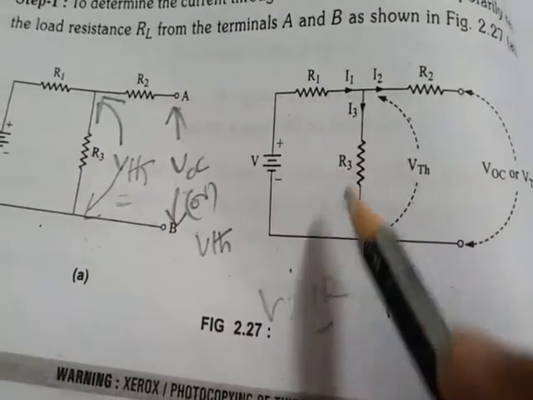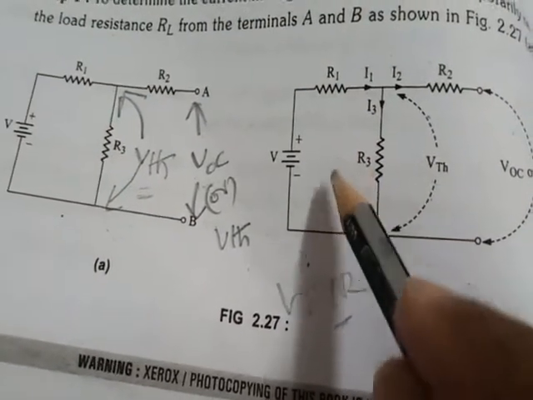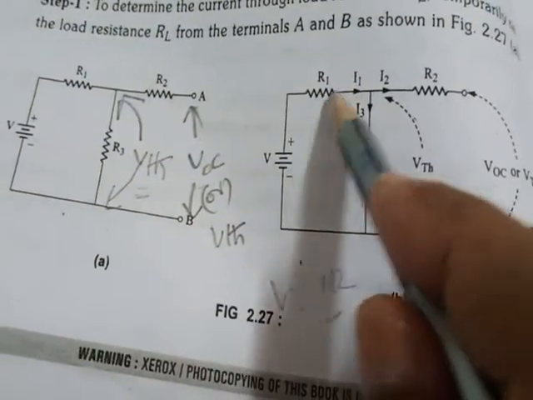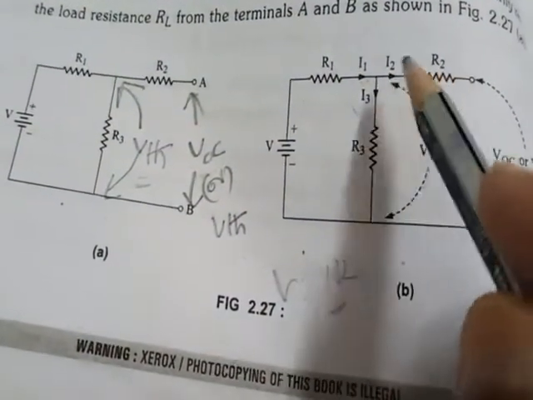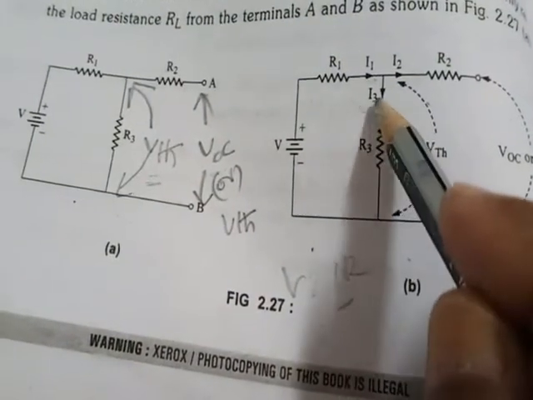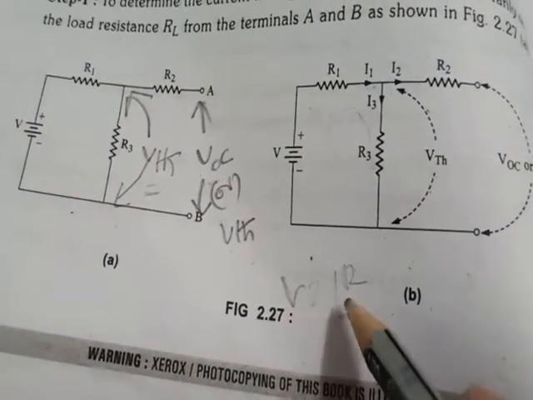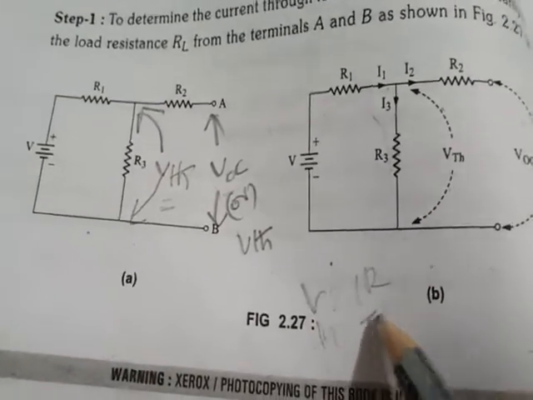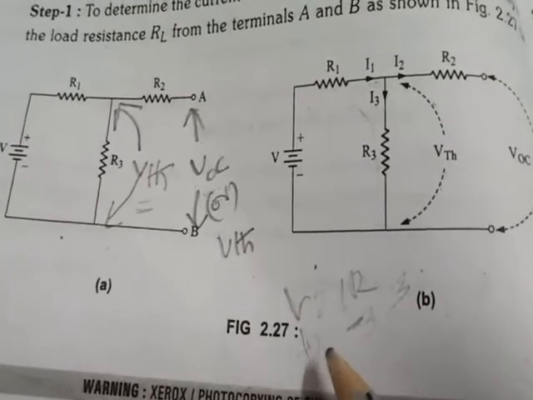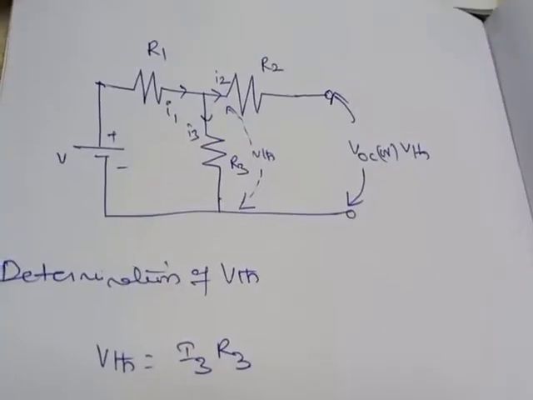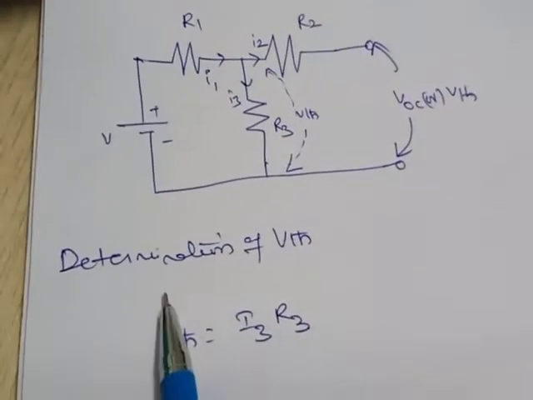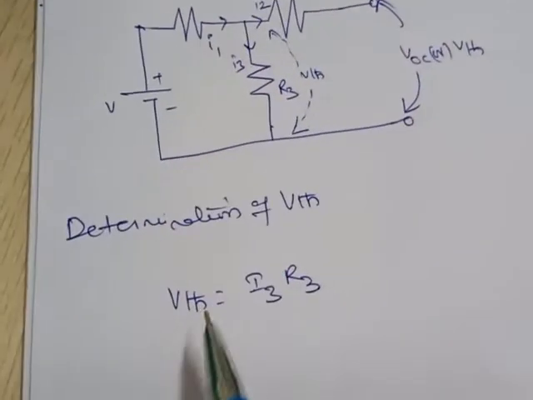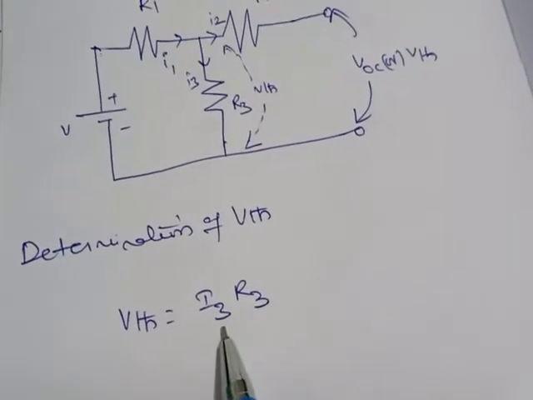If they give the R value, you just need to substitute. But what about the current? You have to find the current. It is indicated here. The current flowing in this branch is I1, the current flowing in this one is I2, and the current flowing in this R3 resistor is I3. If you know I3, then simply you can substitute VTH equals I3 into R3. From that you will get Thevenin's voltage. We need to determine VTH. VTH is nothing but the voltage across this resistor, simply written as VTH equals I3 into R3.